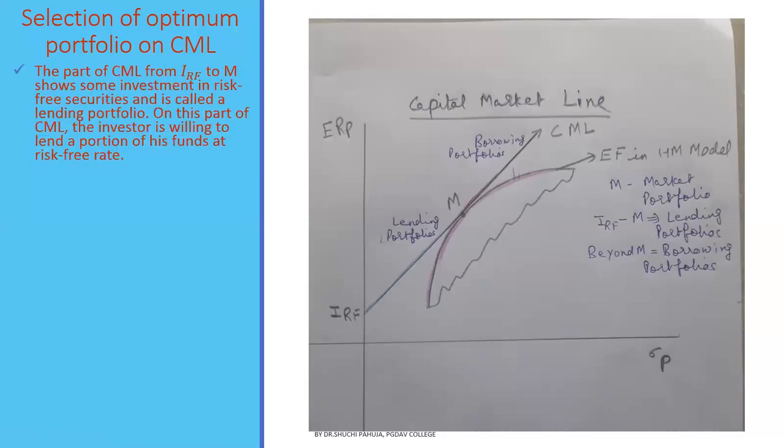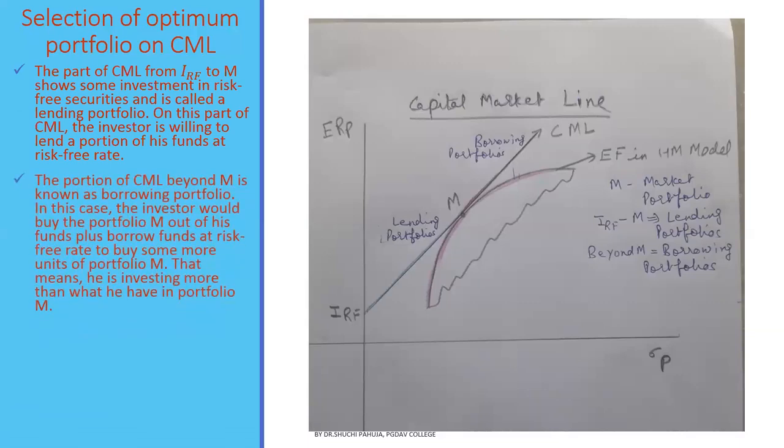The part of CML from IRF to M shows some investment in risk-free securities. It is called lending portfolio. On this part of CML, the investor is willing to lend a portion of his funds at risk-free rate. The portion of CML beyond M is known as borrowing portfolio. In this situation, the investor would buy the portfolio M out of his funds plus borrow funds at risk-free rate to buy some more units of portfolio M. That means he is investing more than what he has in portfolio M.